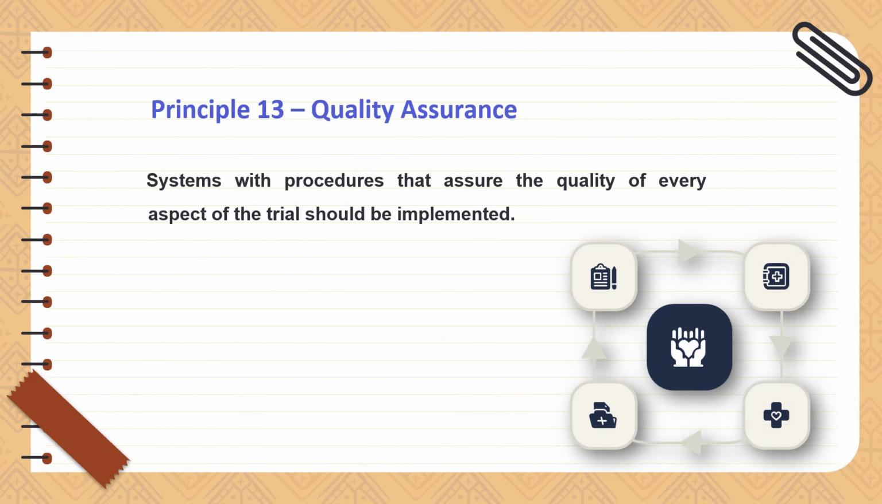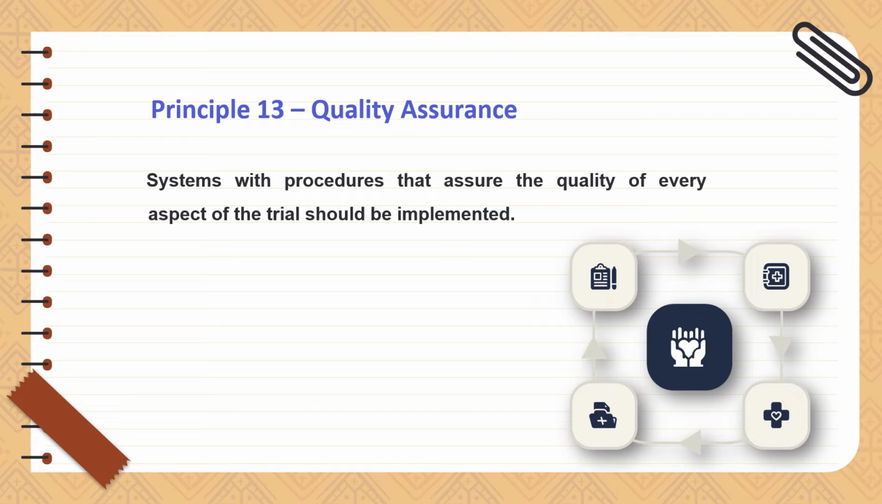Coming on to the last principle, principle 13, it talks about quality assurance. All the systems with procedures that assure the quality of every aspect of the trial should be implemented, which means that we should implement all kinds of systems which ensure that a particular clinical trial meets a certain set of quality standards, and that quality can be reviewed whenever there is an audit. So whatever systems you have should be in compliance with the regulatory guidelines.